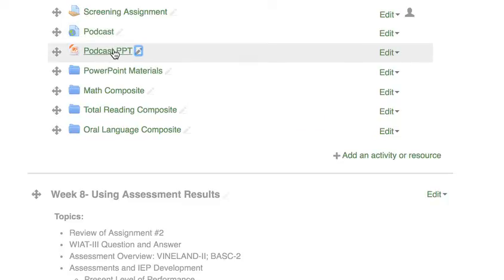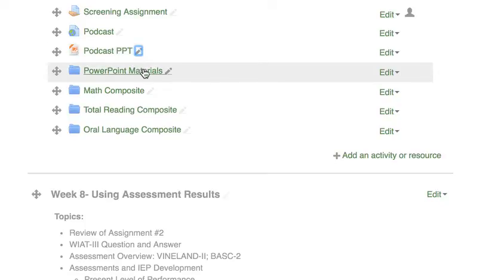So just in case you wanted to reference it later, there it is in PowerPoint form. And I also included the PowerPoint materials so you could see the screen captures that I used in the PowerPoint presentation if you wanted to use those as you're looking through the other materials here on Polylearn.